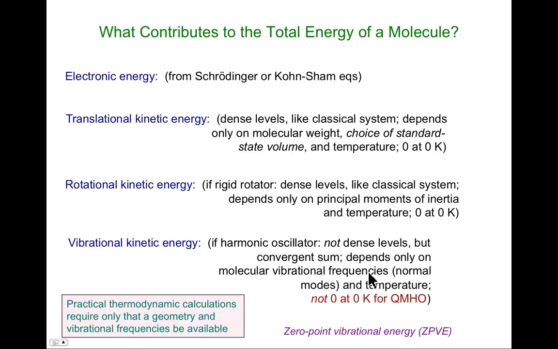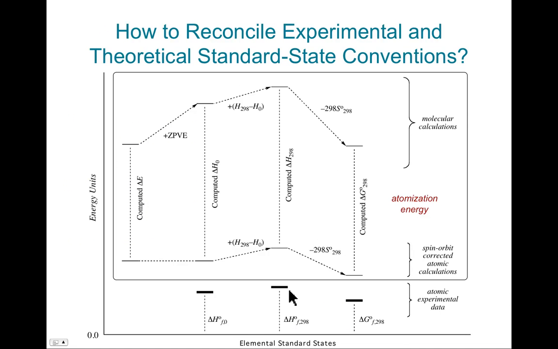So in order to get all of these components, we need to do a calculation, optimize the geometry, do a vibrational frequency calculation, and when we've completed that process, we will be able to form the partition function for the molecule. Last thing to do now is to set this all within the context of an experimental standard state convention. So let me sort of illustrate what we do with the calculations. Everything in this box up here would be done as a computation.